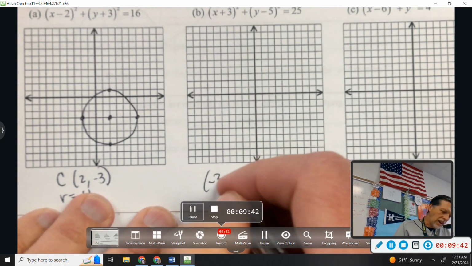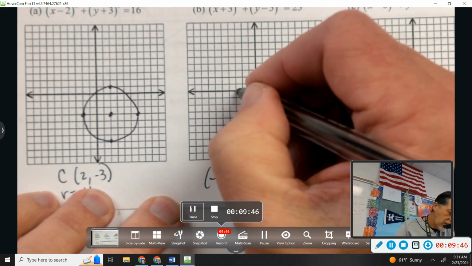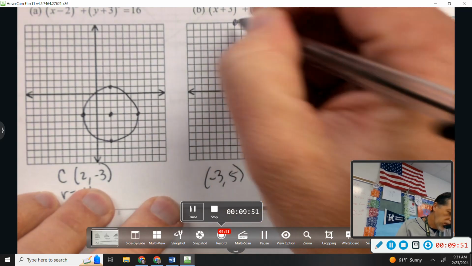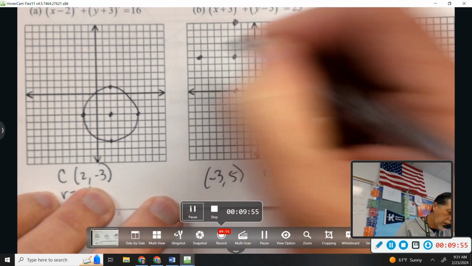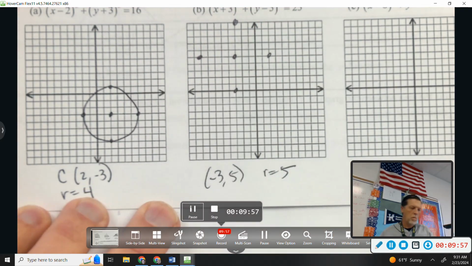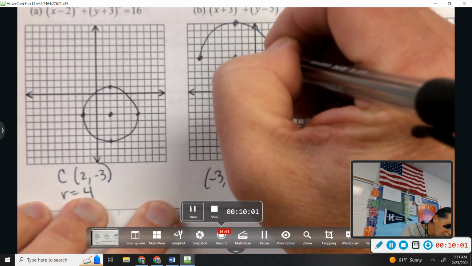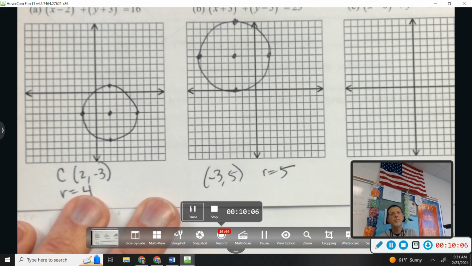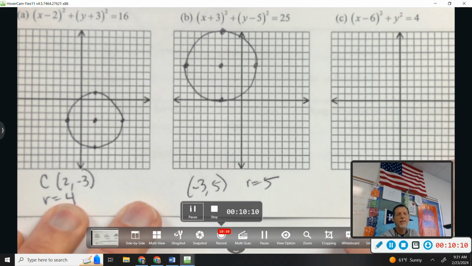Let's see. Negative 3, 5, radius 5. Again, it's not a game of connected dots. You're drawing a circle. That circle's pretty good, I feel like.